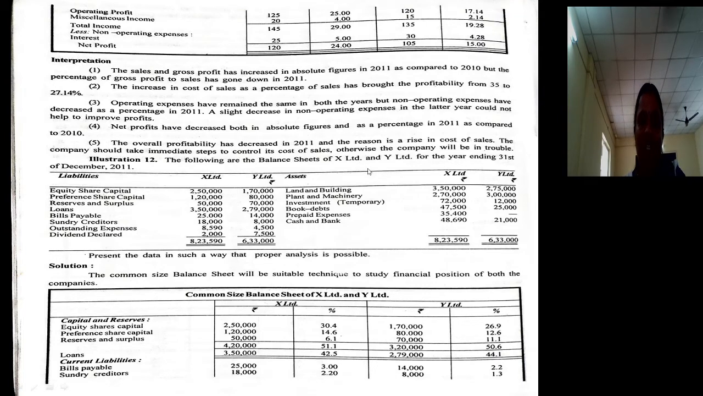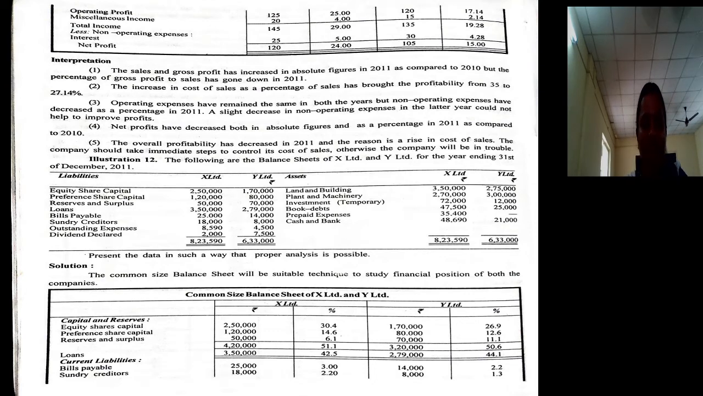The following are the balance sheets of X Limited and Y Limited for the year ending 31st December 2011. So we have the balance sheets. Present the data in such a way that proper analysis is possible. They have not asked us which method to be applied. It is left to us to decide. We can go for comparative, trend percentages, or common size. But to do comparative, we need 2 years data, which is not there, so we cannot do comparative. Common size we can do, no problem at all.